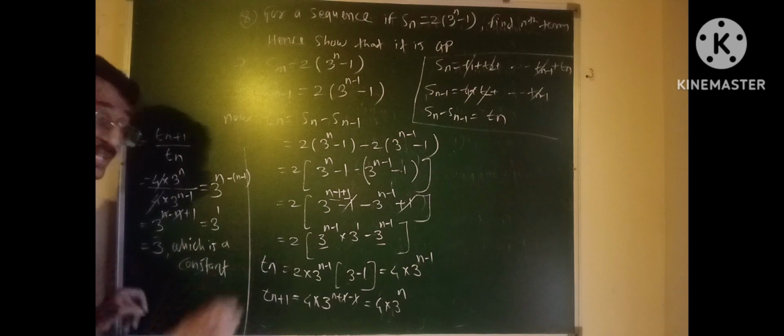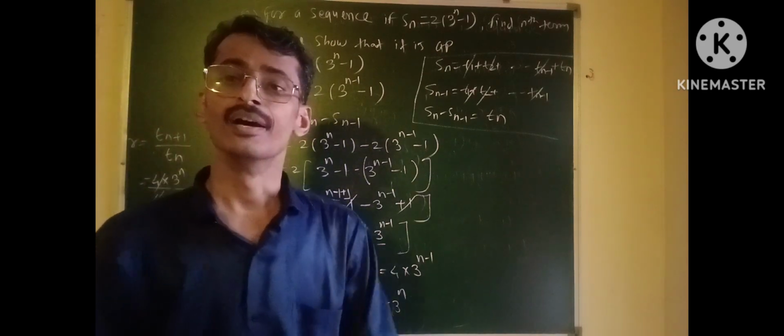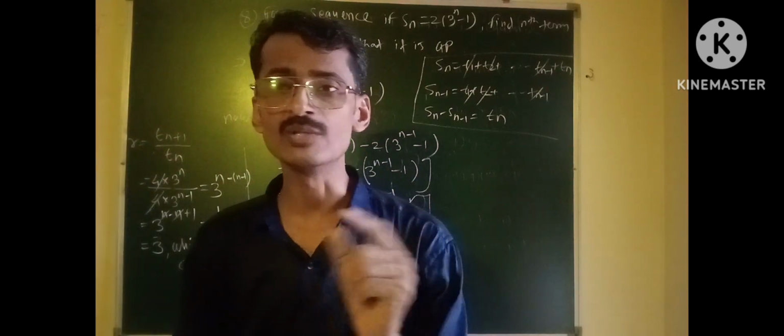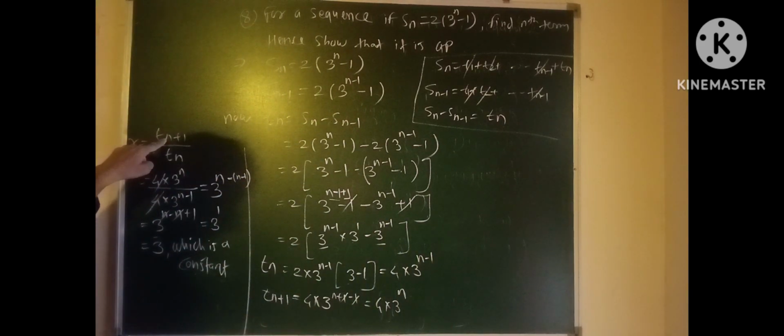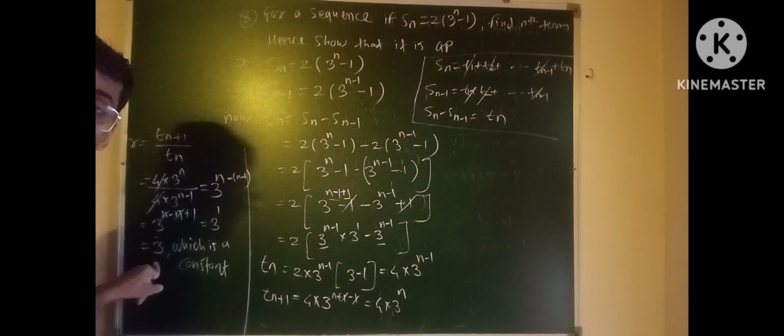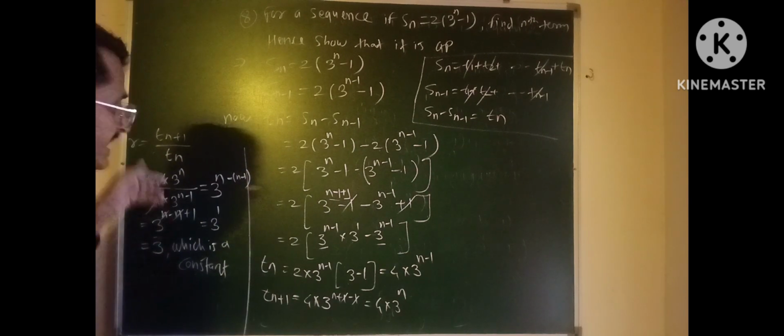What is the meaning of constant exactly? Ratio we want constant means we want the same. If we write 1 here, we will get T2 upon T1, and the answer will be 3. If we write 2, this becomes T3 upon T2, but the answer is the same. If we write 3, this becomes T4 upon T3, but the answer is the same 3, because here n is not given, so we can change n.